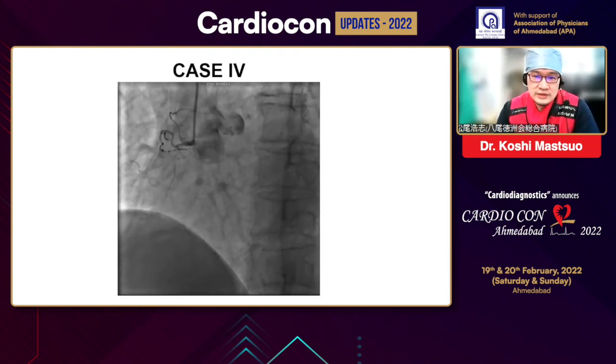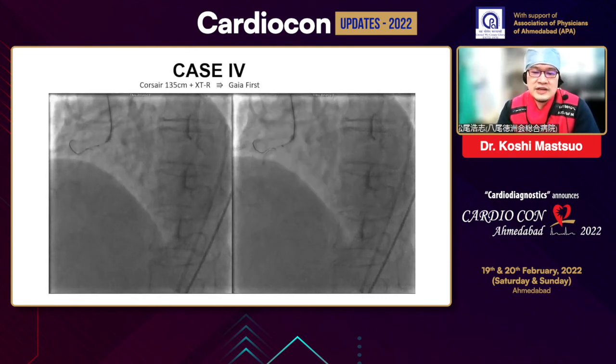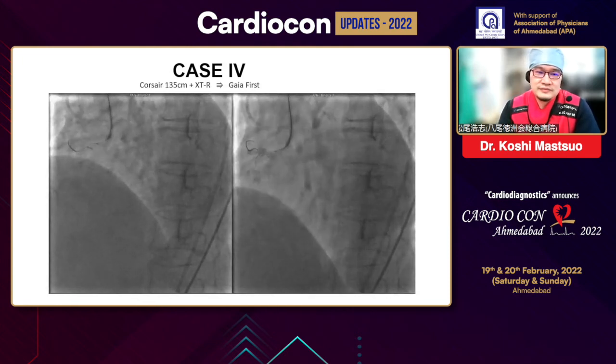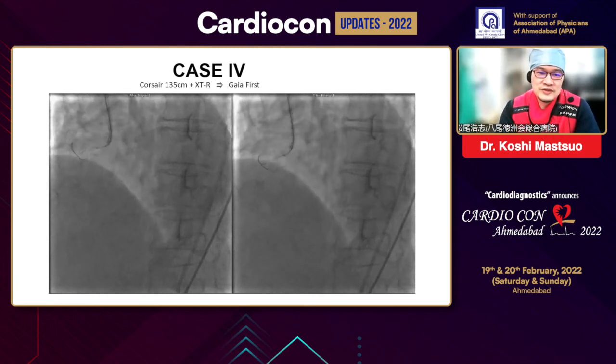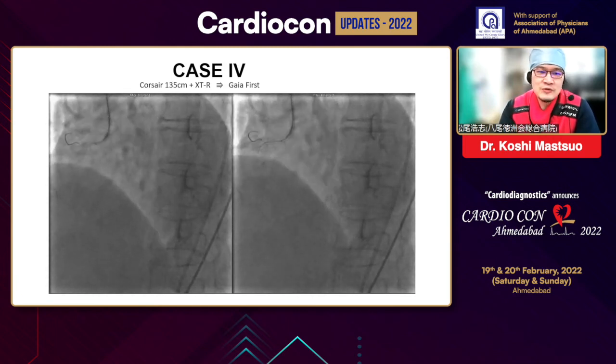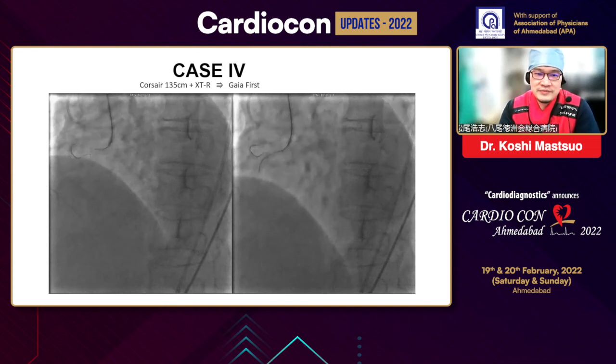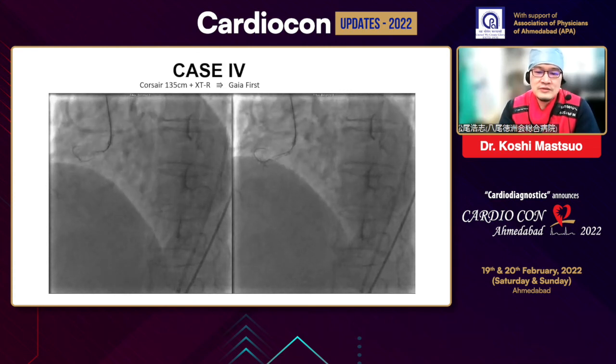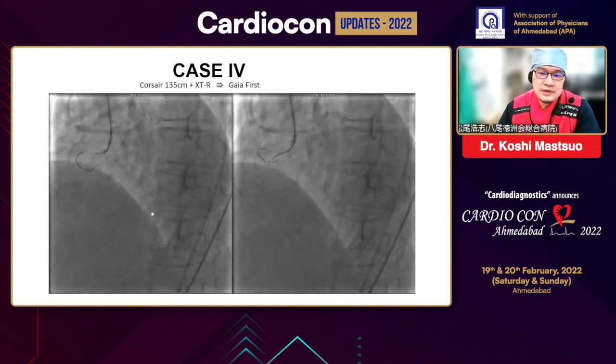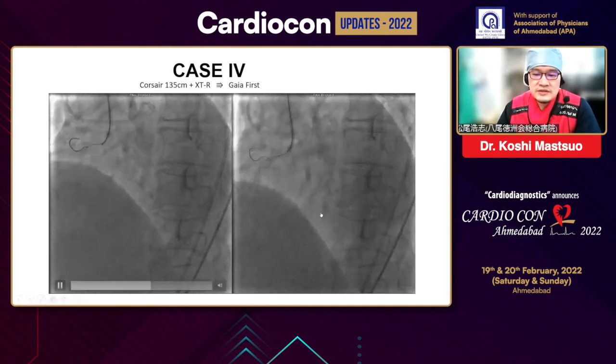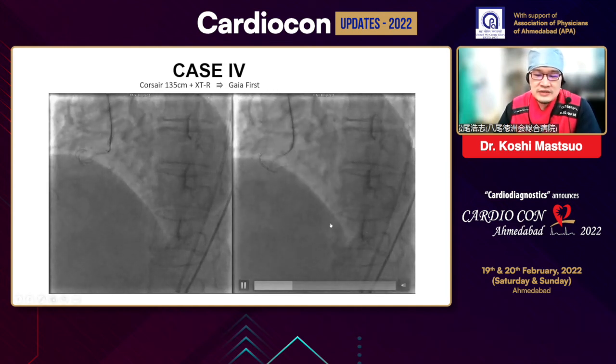And this is also an RCA CTO case. I could not see a microchannel inside of the CTO. I started using XTR even though we cannot see a microchannel, because I wanted to try it one time, but I could not cross easily. So I changed the wire to the Gaia fast.